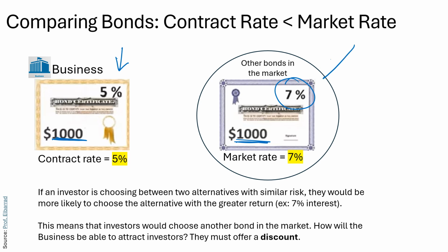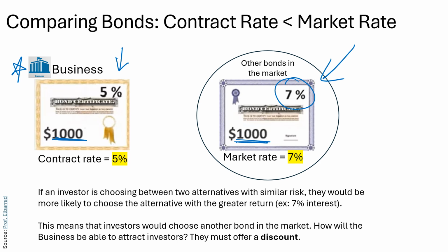So most rational investors would choose this bond. What that means for the business is that not as many investors will be looking to invest with them with this bond issuance. So just like any product that's on the market, if you're having trouble selling your product, typically what you can do is figure out an incentive for someone to buy your product.